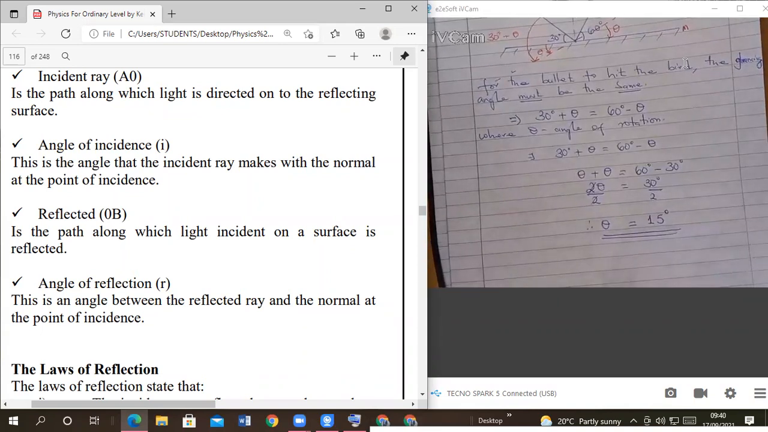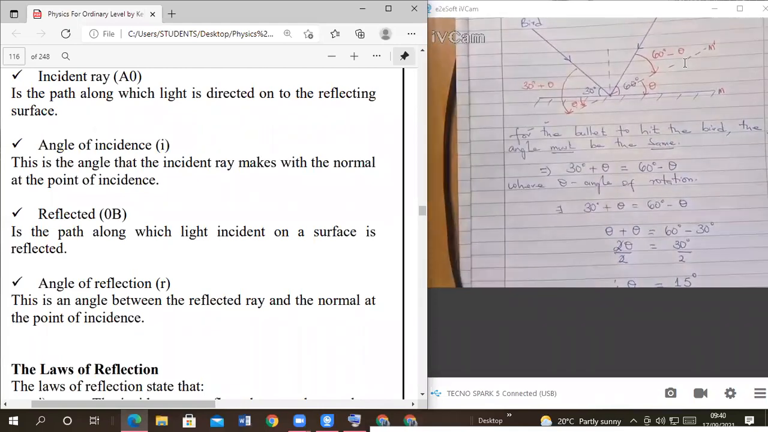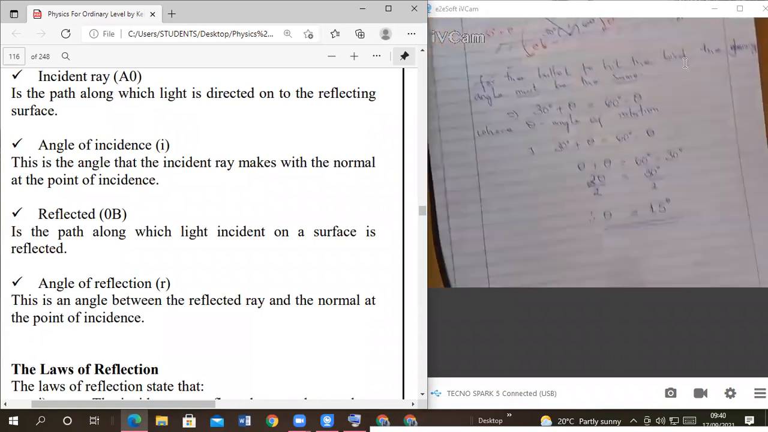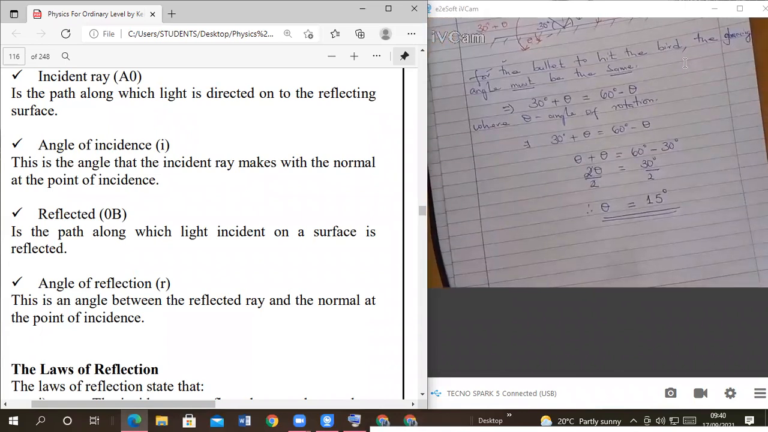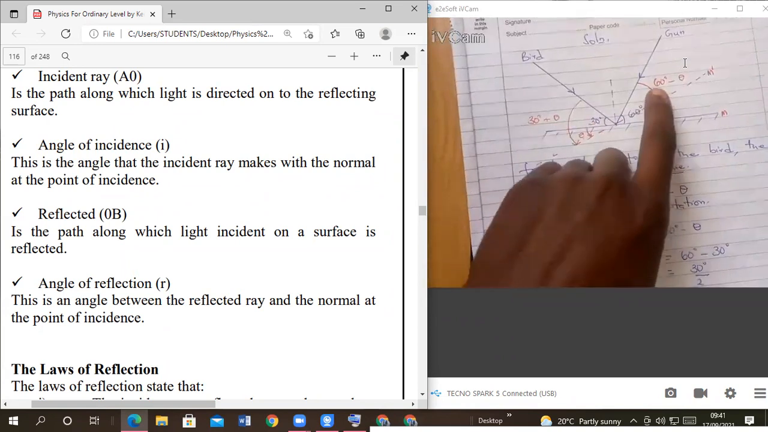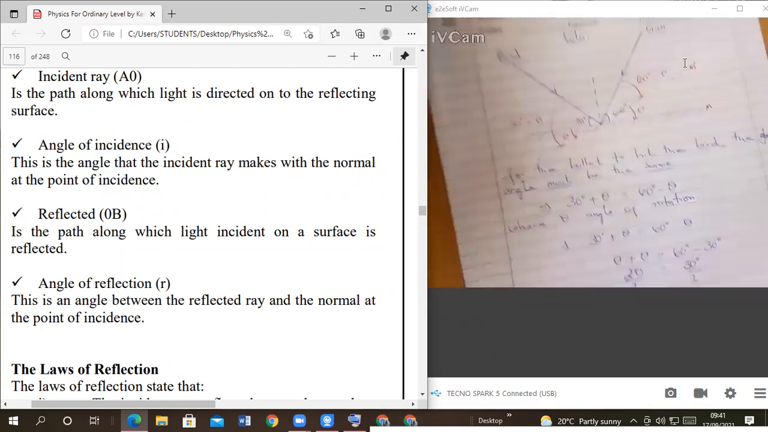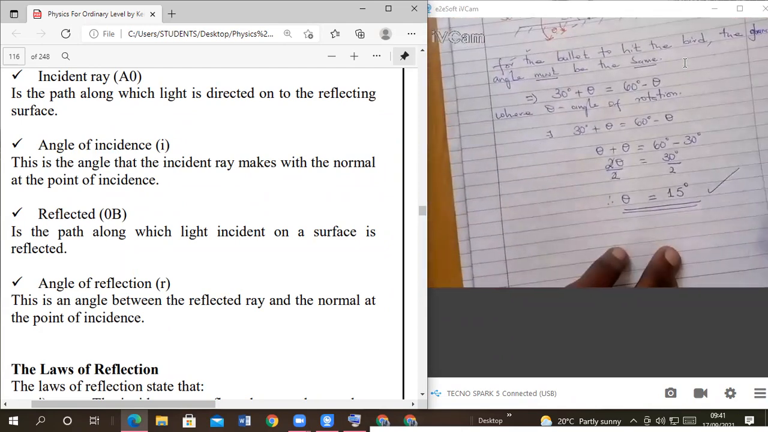So the reflector must be rotated through an angle of 15 degrees, so the bullets from the gun can hit the bird. As simple as that. You can even prove it here. 30 plus 15, what do we get? 45. 60 minus 15, is it not 45? Yes. So that is it.